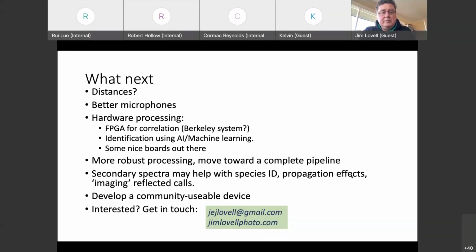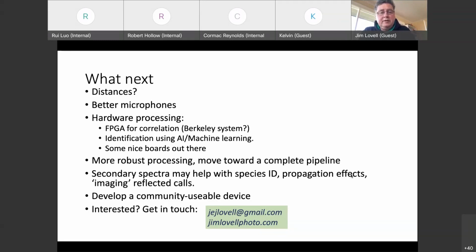The processing needs to be more robust and move towards a complete pipeline. At the moment, it's just my own code and nobody else has to look at it. But I'd like to improve that and make it run more smoothly. There are still some more analysis techniques I want to try, like using secondary spectra, which may help with understanding turbulence effects, and may also open a new window on doing species identification from the secondary spectra. I don't think anybody's been doing that.